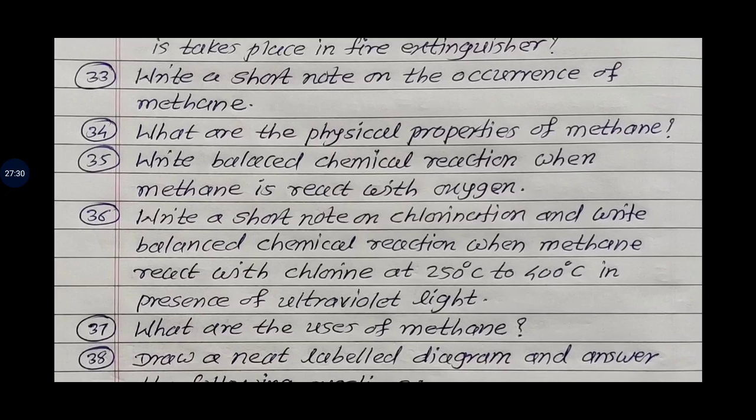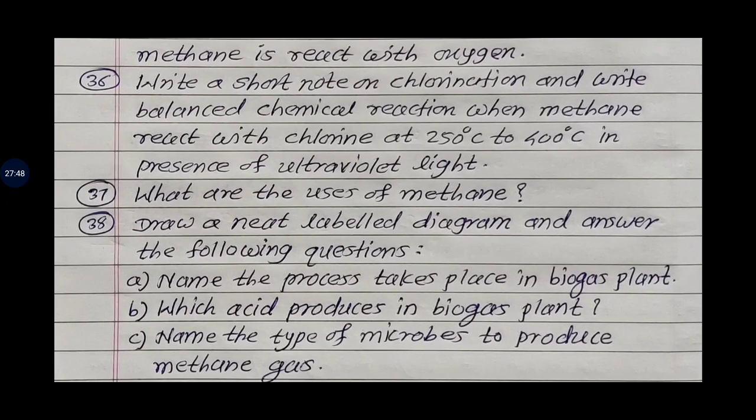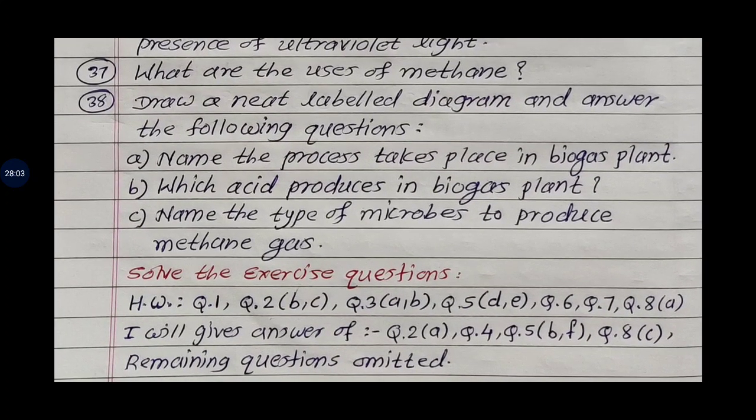Question number 33. Write a short note on the occurrence of methane. Next question. What are the physical properties of methane? Question number 35. Write the balanced chemical reaction when methane reacts with oxygen. Question number 36. Write a short note on chlorination and write the balanced chemical reaction when methane reacts with chlorine at 250 degrees Celsius to 400 degrees Celsius in presence of ultraviolet light. Question number 37. What are the uses of methane?